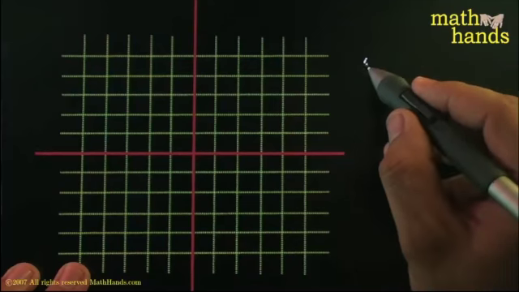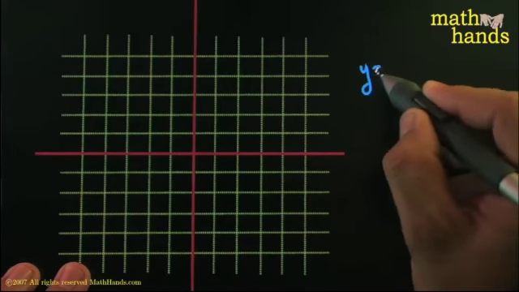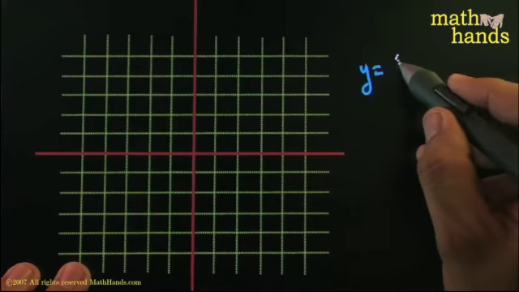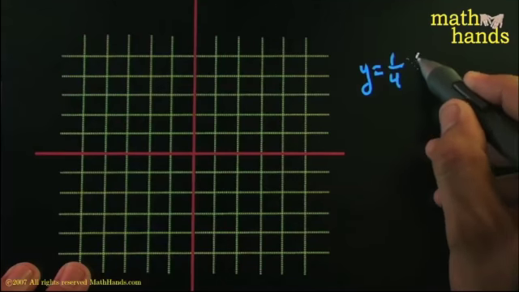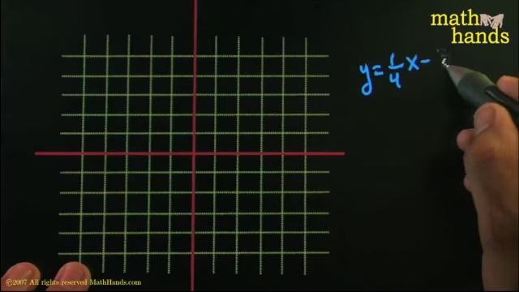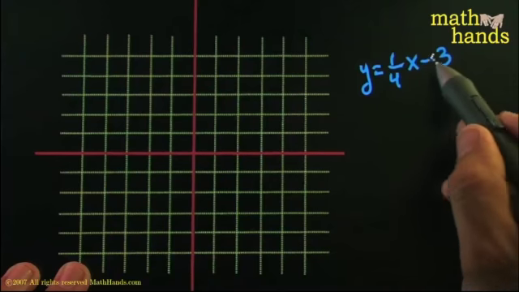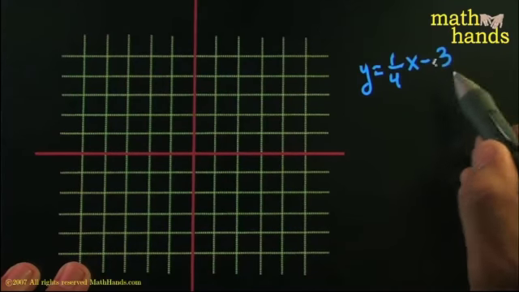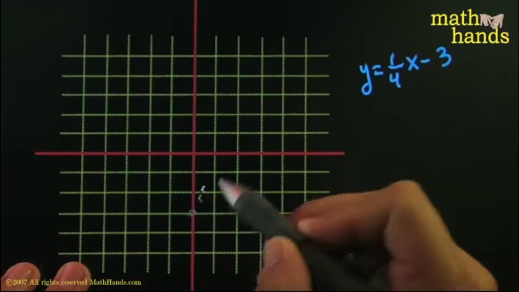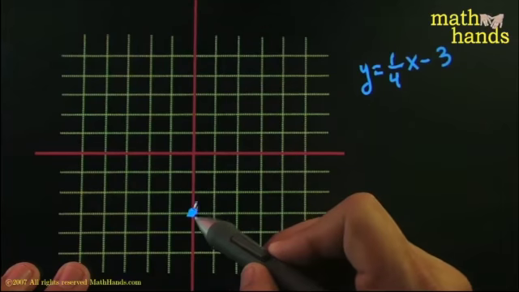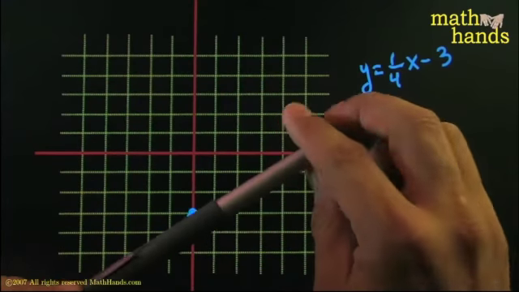Suppose you wanted to graph y is equal to 1/4 x minus 3. 2 seconds. All you need is the first key ingredient. It has to go through -3 on the y-axis. That's the y-intercept. 1, 2, 3. You're almost done with the line.